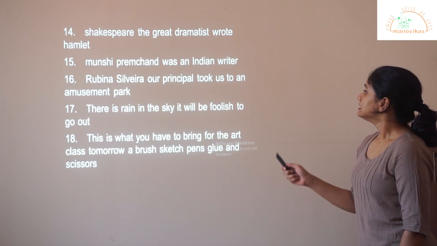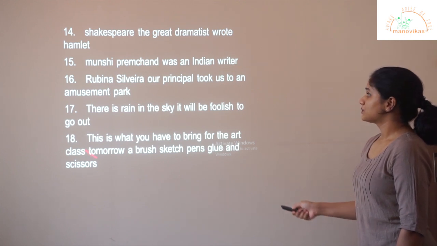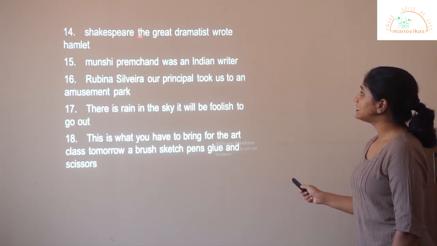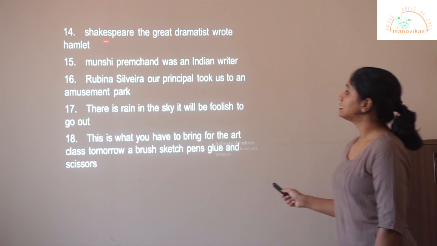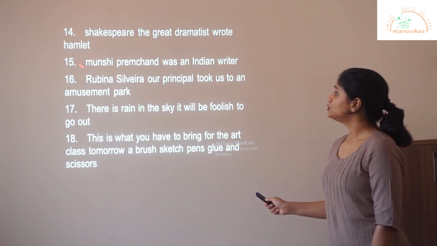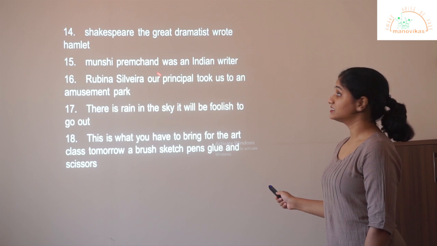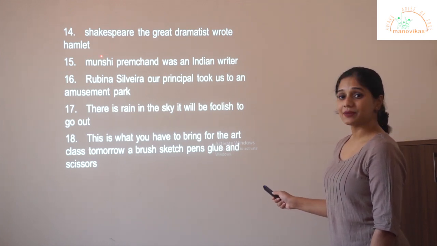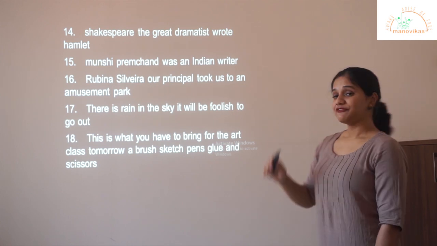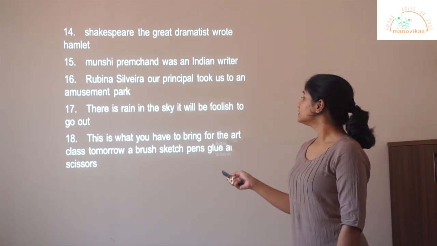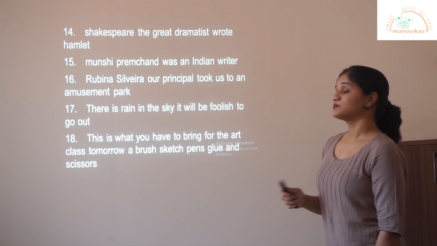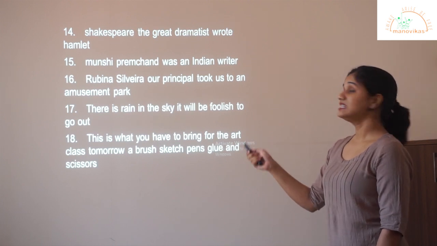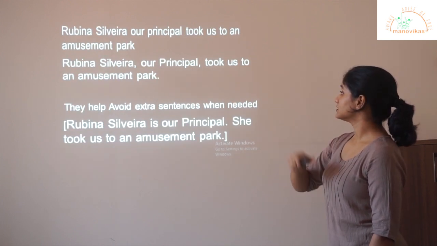Alright, now this is another exercise that I would like you to solve. Things like names should be put into a capital letter. For example, Munshi Premchand, this is the name of a writer. So obviously the M should be capitalized and the P should be capitalized as well. Try and figure out where else you have found mistakes and try to correct those mistakes before moving on to the next slide where you can check your answers.